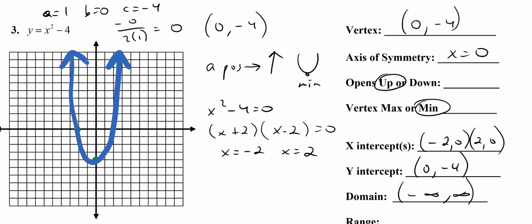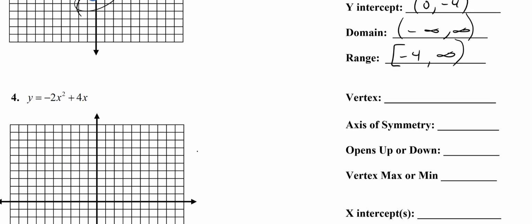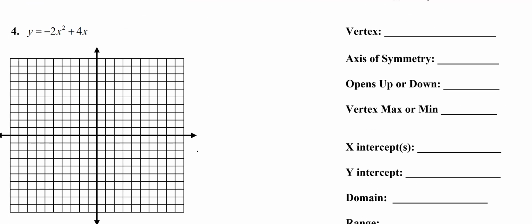So now what can you tell me about the range? You guys agree the range is now from this point right here, right, which happens to be negative 4. So bracket, negative 4, and it's going up. Go up to infinity. There you go. Okay. Not bad. Let's do the next one.